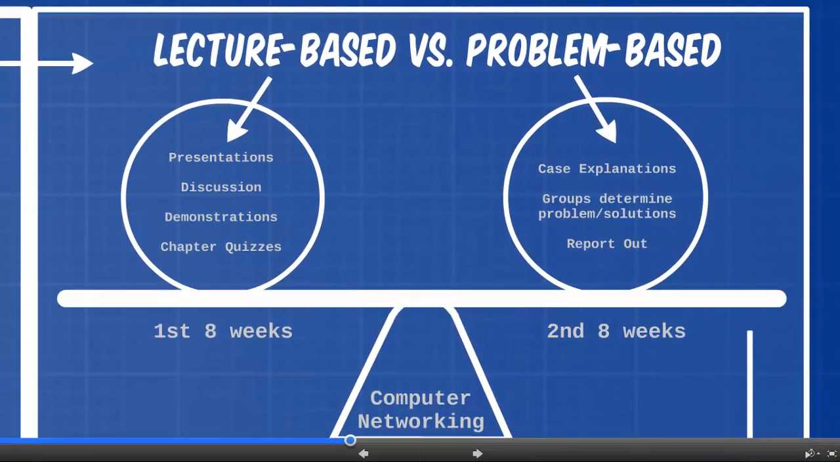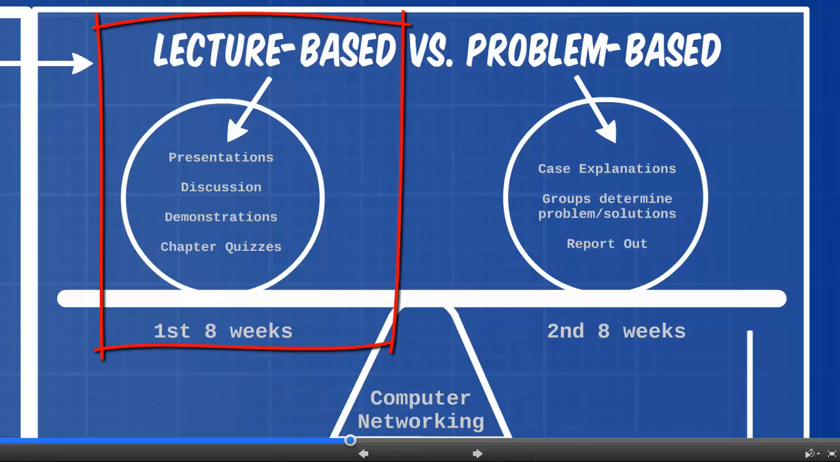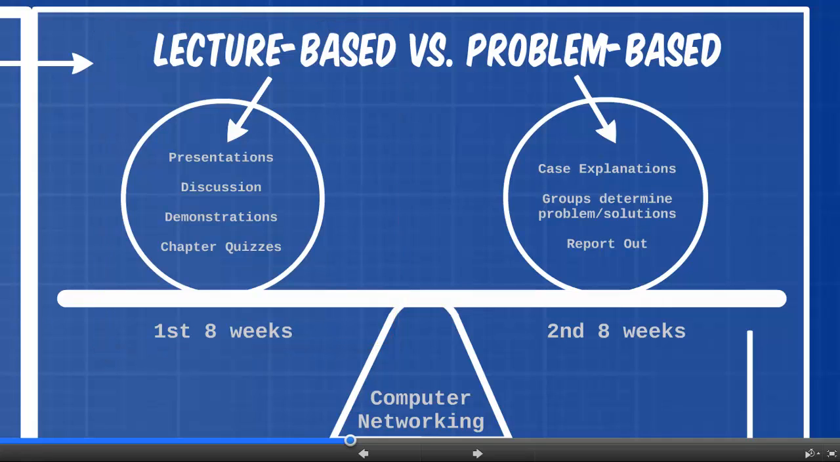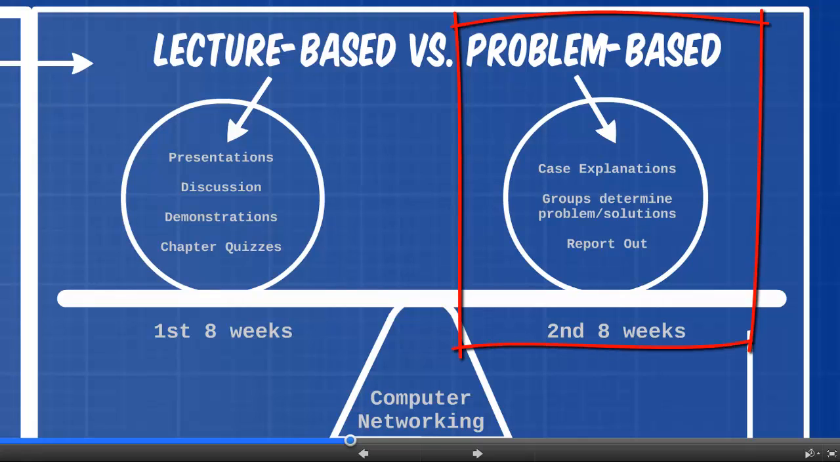The study was done at a university in 2 computer networking courses over a 2-year time period. As you can see on the left side, during the first 8 weeks of the course, it was all lecture based. And on the right hand side, you'll notice that the second 8 weeks was problem based. Both of these were in a blended learning environment. There were also face-to-face classroom meetings, but the classroom activities were different. The course met twice a week.